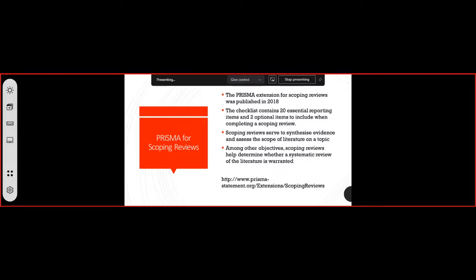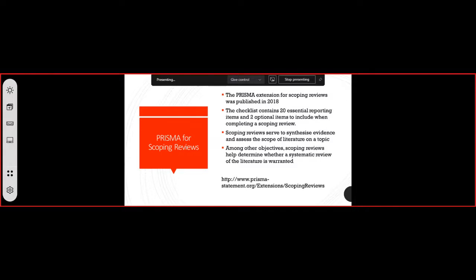checklist that was developed for scoping and systematic reviews. It contains 20 essential reporting items and 2 optional items to include when you complete a scoping review. So this is very, very extensive, with essential items that you need to report on, and if you go through the checklist, you will find exactly what needs to be in your literature review.